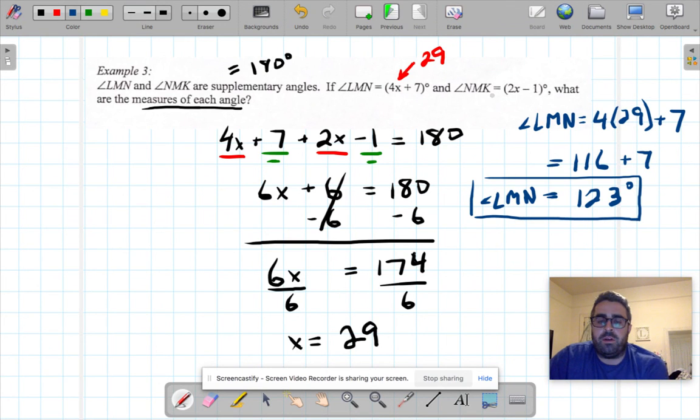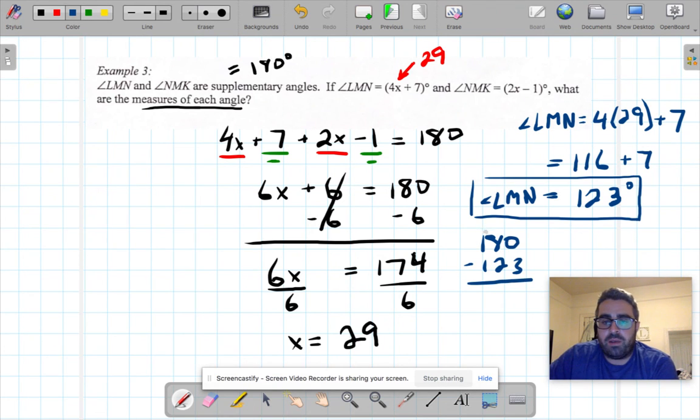But I also need to know the value of NMK. So if you want, you can substitute in for x again and solve that way. Or you can think back to the concept of supplementary angles. Supplementary angles add up to 180 degrees. So I could simply just say 180 minus 123 to find the value of NMK. So this would be 7, this would be 5. So 57 degrees.